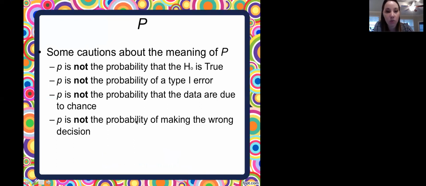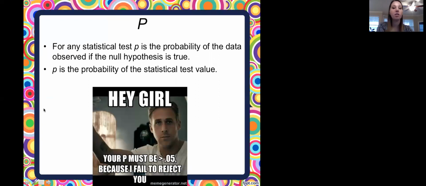Okay. So P is, for any statistical test, the probability of the data observed if the null hypothesis is true. So the data observed is the stuff that we gather, the data we gather. It's the probability of the null hypothesis being true given the data that we have. So that is P. P is the probability of the statistical test value.